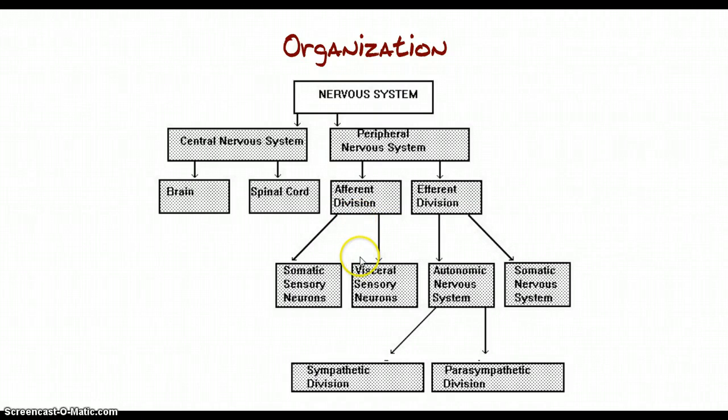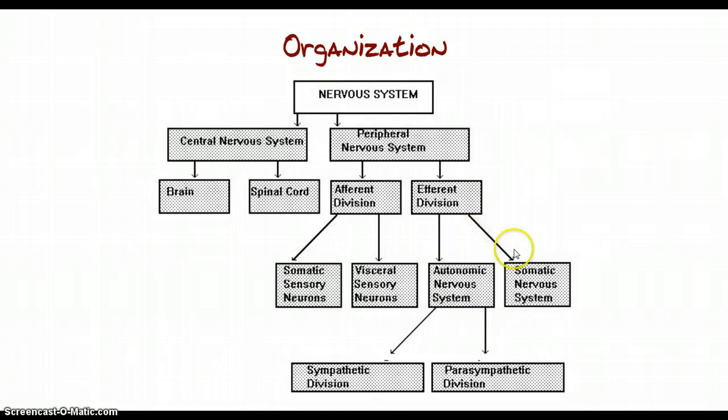Anyway, so the afferent division is divided into the somatic sensory neurons and the visceral sensory neurons. Visceral sensory neurons are in your visceral organs, and they monitor the changes that happen here. And if any changes occur, it'll send signals towards the brain, telling the brain what changes occurred. And then after that, there are the somatic sensory neurons, and those are basically everywhere else. But either way, these tell the brain something, tell the central nervous system something.